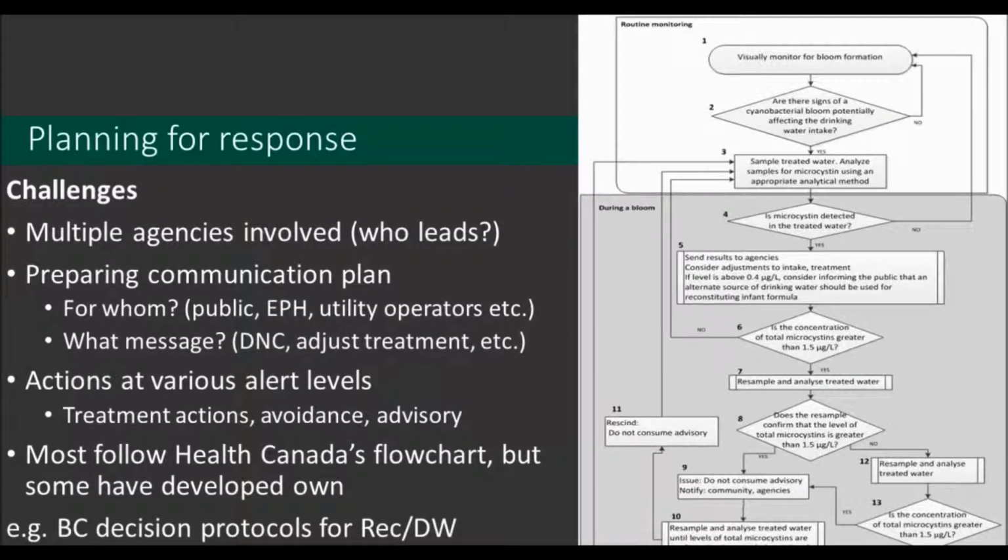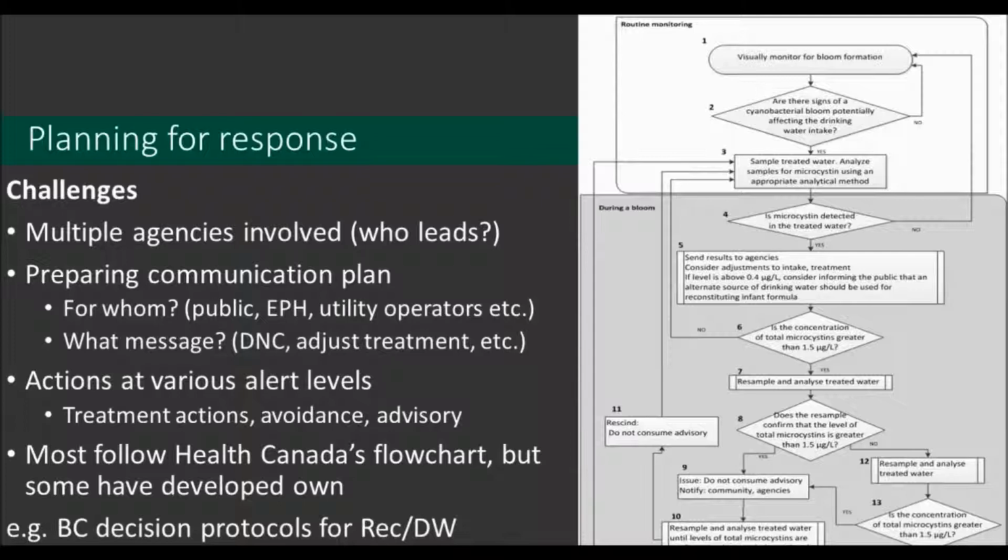Planning for a response usually involves multiple agencies, and there's a Health Canada protocol flowchart, if you will, that most provinces use as a basis. You can see this in larger font on the Health Canada website or in our report, but it involves who is responsible for various steps.